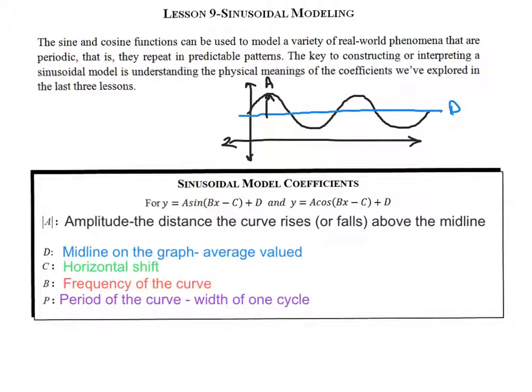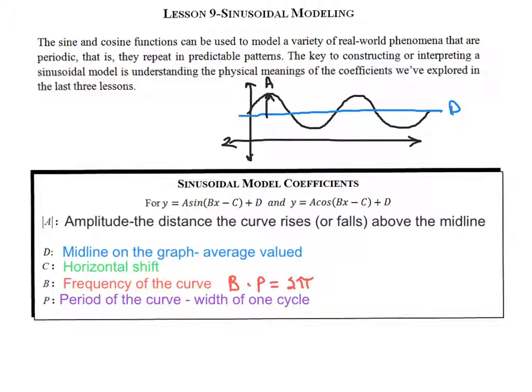So first of all, C. If you notice in your parentheses with the X, I can either add or subtract a C value. C is going to be the horizontal shift. So I'm going to shift the graph to the right or to the left based on my C value. B is going to be the frequency of the curve. Remember that when we know the frequency and we know the period, then B the frequency times P the period always has a product of 2 pi. And that's going to help us in our application problems as well.